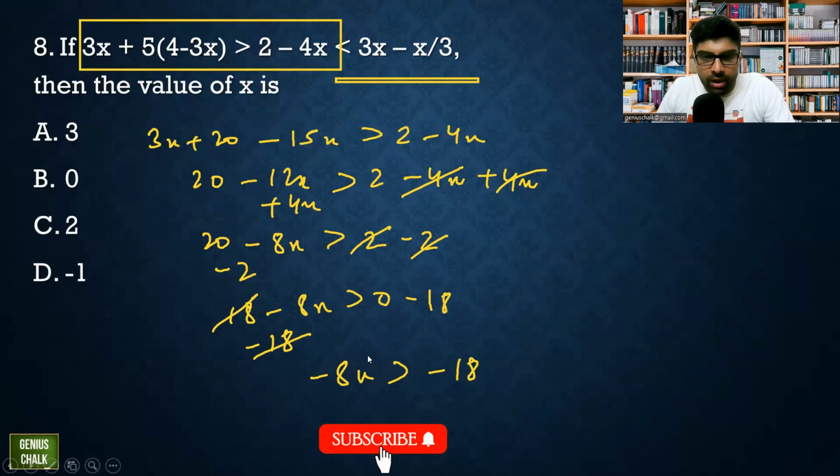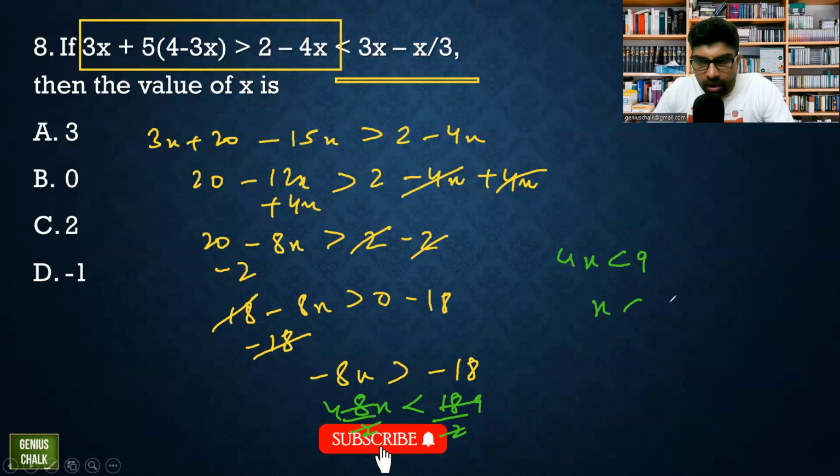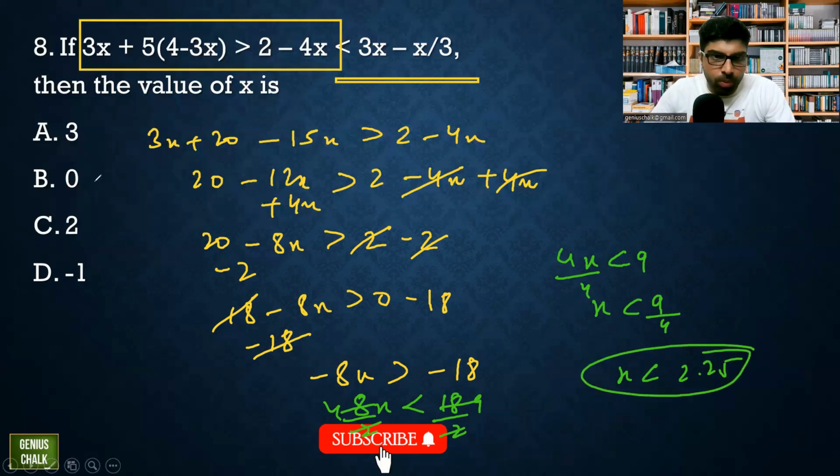Now you know the rule of inequality. If I multiply this by minus, the sign gets converted. So the new sign will be 8x less than 18. Dividing by 2, it becomes 4x less than 9. X will be, dividing by 4, 9 by 4. X will be 2 point something, 2.25. So x is less than 2.25. So I'll write it here. X is less than 2.25.